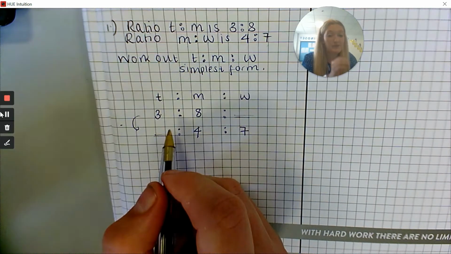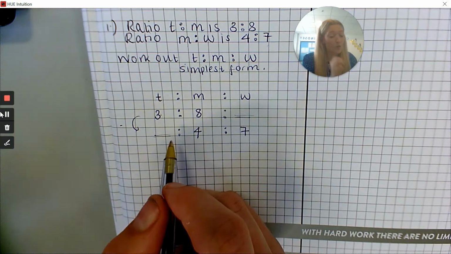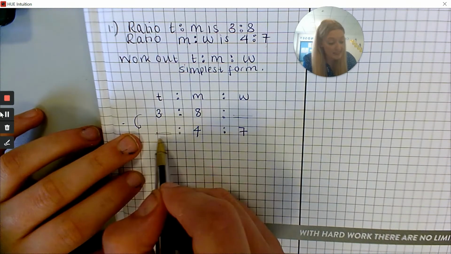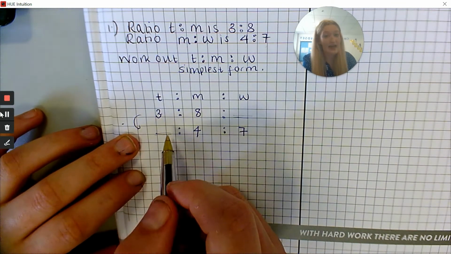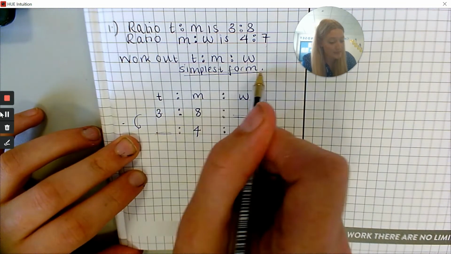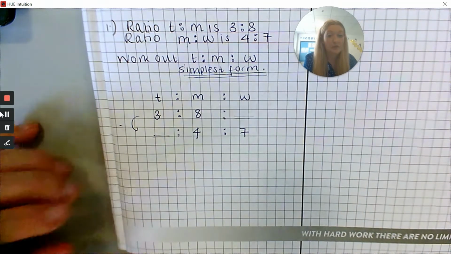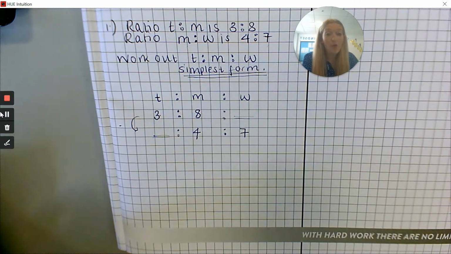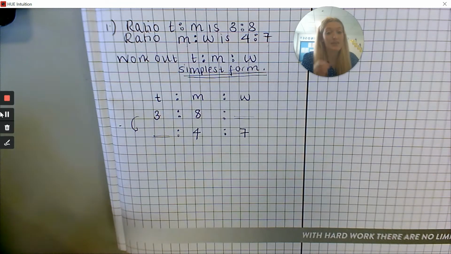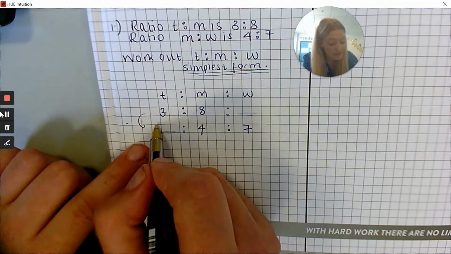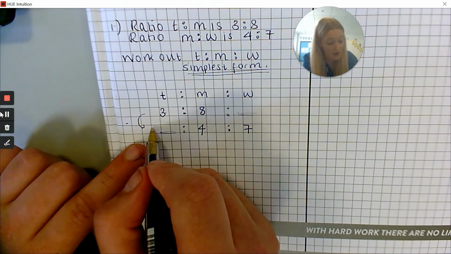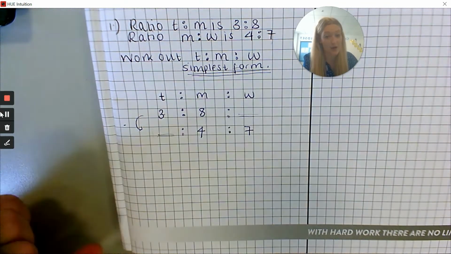Now, this is where I need you to really listen. We can't have a decimal number and have our ratio in the simplest form. If we're leaving it in the simplest form, all of our numbers need to be integers. They need to be whole numbers, okay? So we can't go this direction. That's not the simplest form. We can't have a decimal as part of our answer.